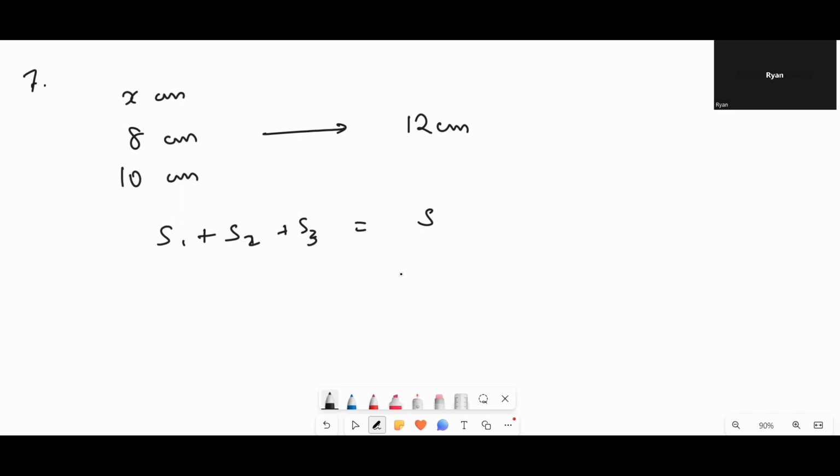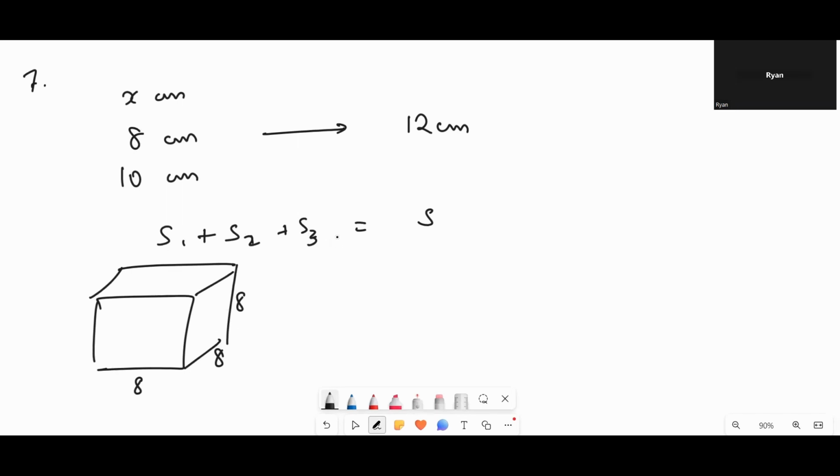The volume is 8 centimeters. The volume is not 8 centimeters. The side is 8 centimeters. These are the sides of the cube. See, let's take a cube of side 8 centimeter. That means all the sides are 8 centimeter. This is 8 and the height is also 8. What is the volume of this cube? 8 into 8 into 8. Yeah, 8 cube is the volume.